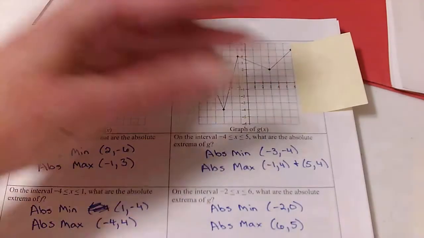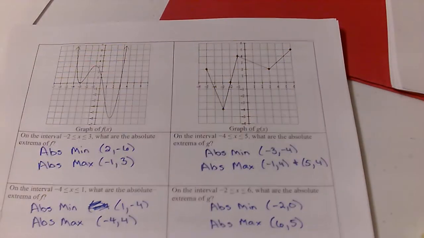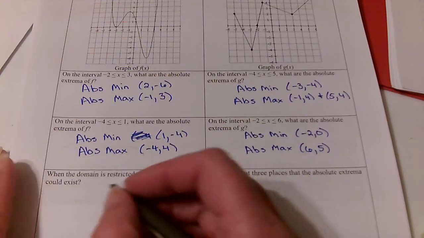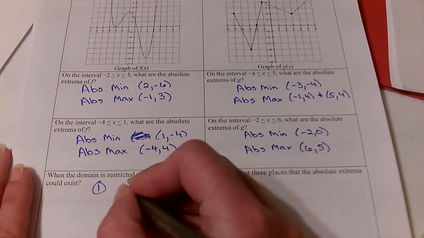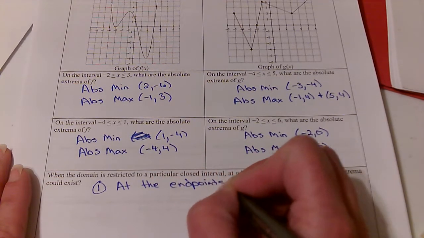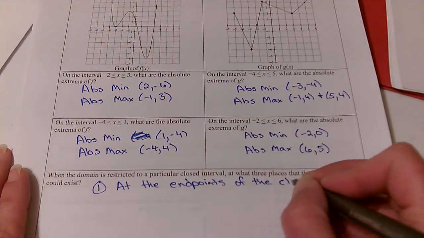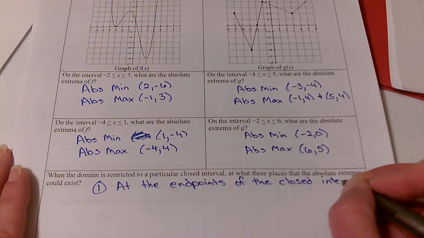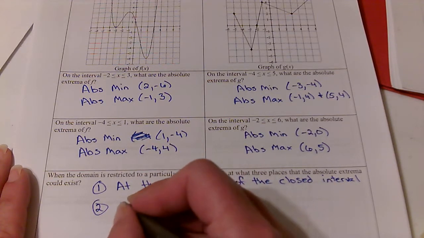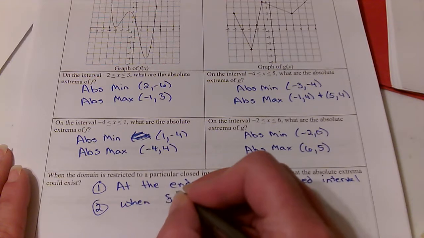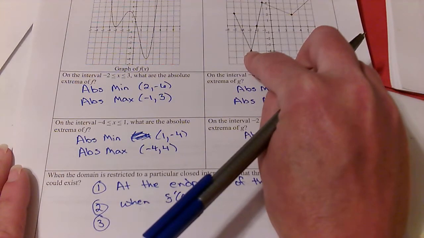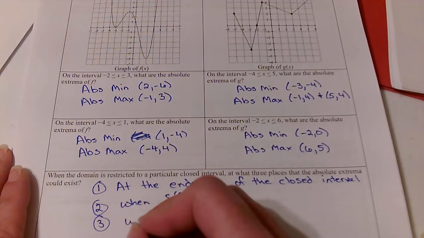So what do we notice when we restrict the domain to a closed interval? At what 3 places does the absolute extreme occur? Well, sometimes it was occurring at the endpoints of the closed interval. Could occur when f prime is 0, or as we saw here, when f prime is undefined.